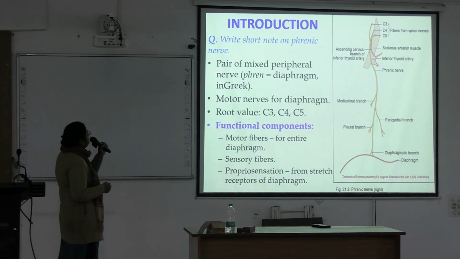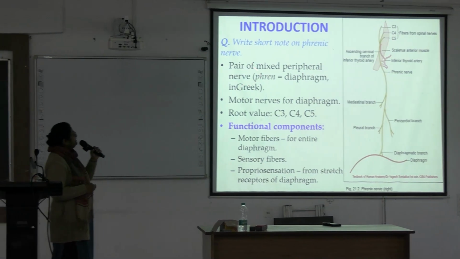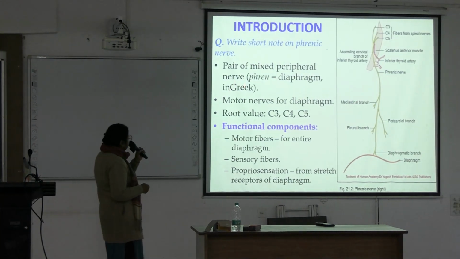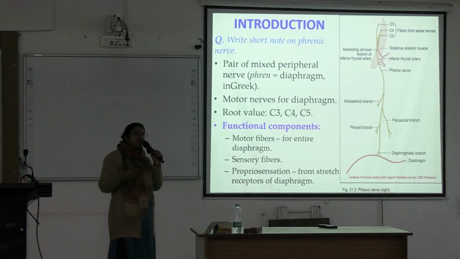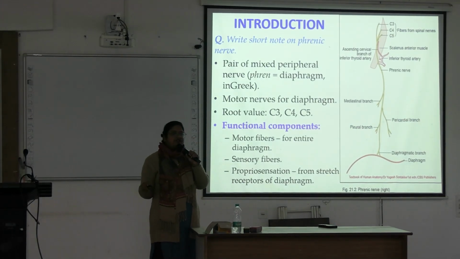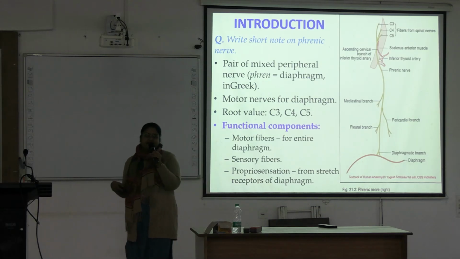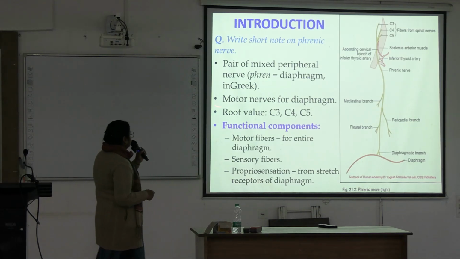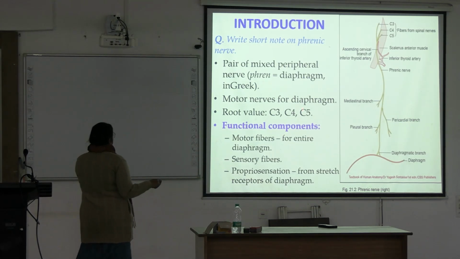So phrenic nerve, it is a pair of mixed peripheral nerve. Phren means diaphragm in Greek. Okay, so phrenic nerve going to supply the diaphragm. Only motor supply of the diaphragm is the phrenic nerve. Okay, and it is motor nerves for diaphragm.